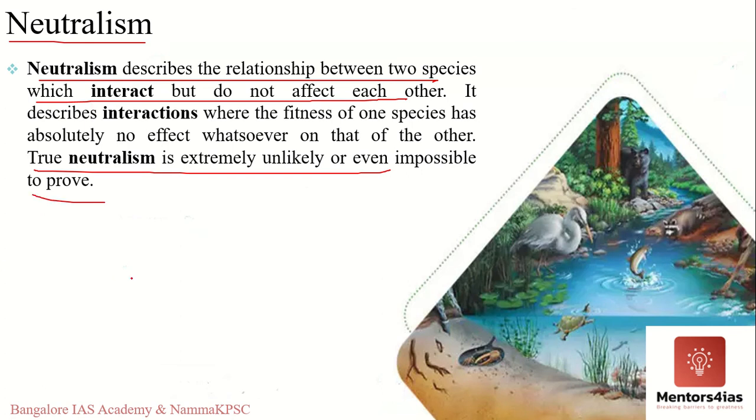So therefore there is no perfect example, because if you do have an interaction, either of them should be affected in some way. In reality, if you take nature, there is no perfect example. It should be an ideal condition where neutralism could exist. So I hope this concept, biotic or biological interactions, has been clear. I want you to go through more examples if possible, so that it will help you to understand this concept in a much better way.